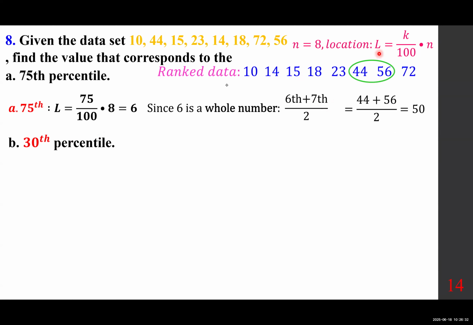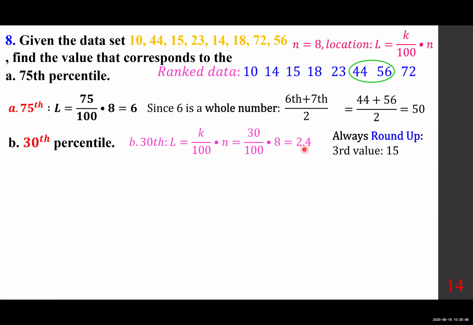30th percentile, we do the same thing. Same thing as here. Replace the 75 with 30, do the math. You get 2.4. Now, when you get a decimal, the methodology is to always round up and it becomes the third value. 1, 2, 3, the third value is 15.